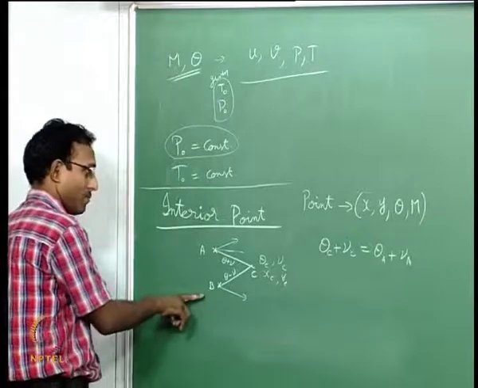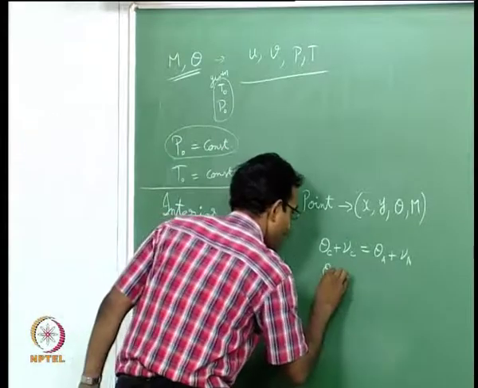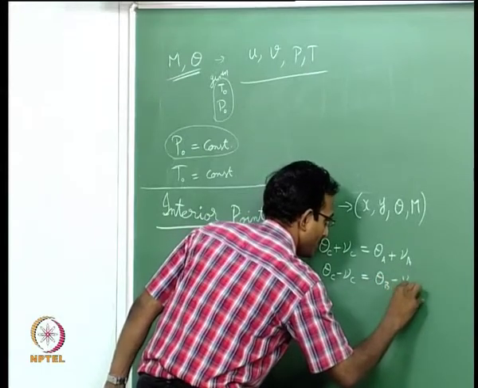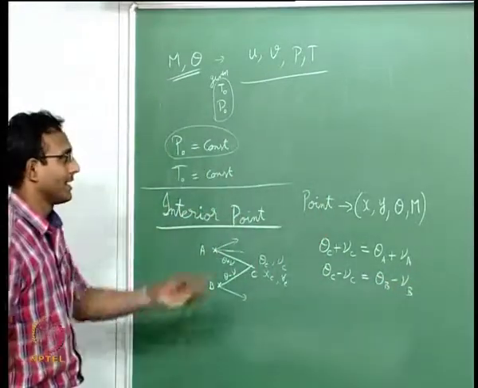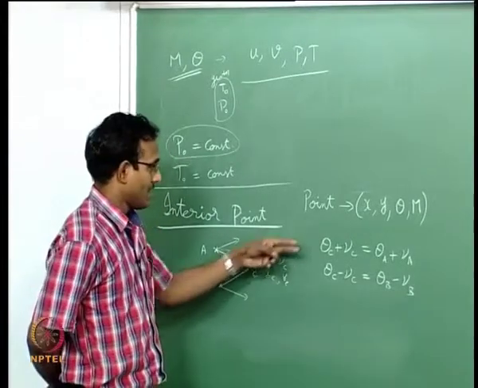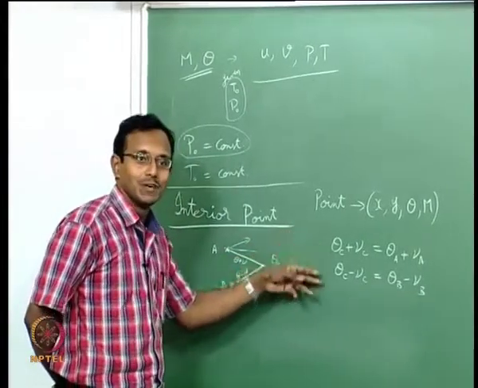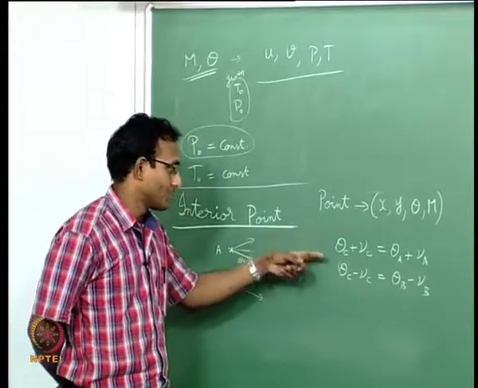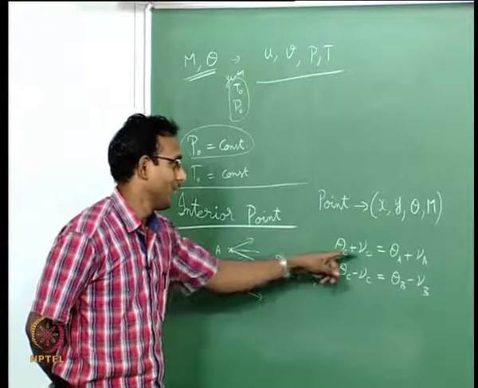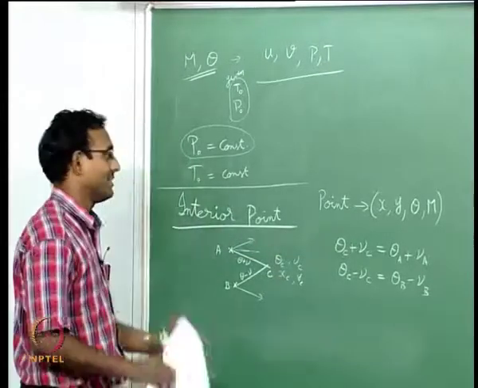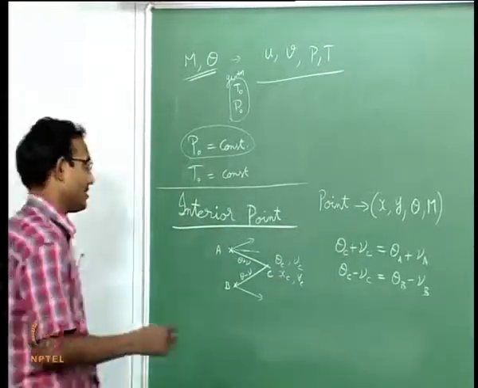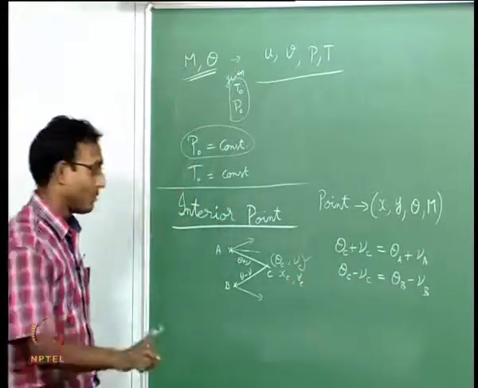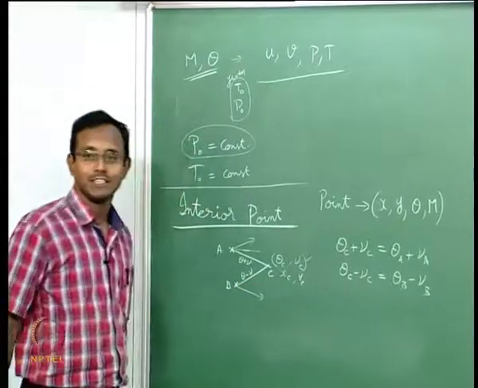And from line BC I get theta c minus nu c equal to theta b minus nu b. We know the values on the right hand side, and we do not know the left hand side. Adding these two and dividing by 2 will give me theta c. The first one minus the second one and dividing by 2 will give me nu c. So I can easily get theta c and nu c. I have solved the flow properties at point C. Now we want the exact location of point C.